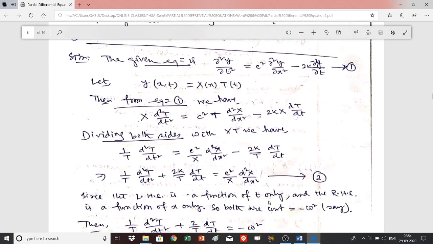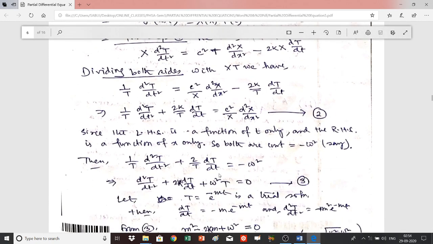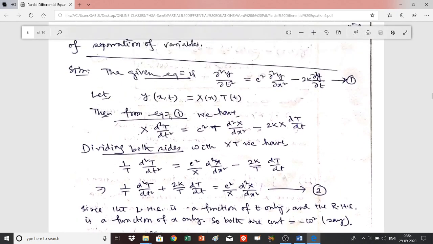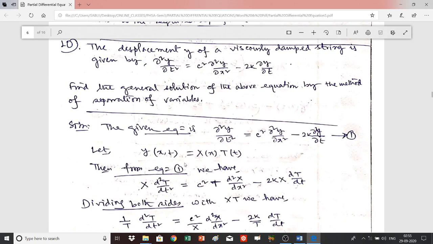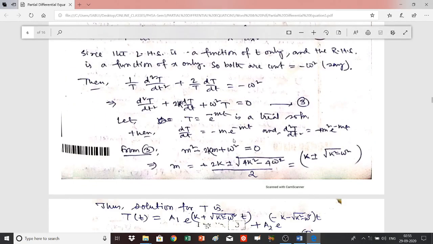And from here you can take this term to the left hand side. From this expression you can see that the left hand side is a function of only t, that is, it is independent of x, and the right hand side is a function of x only, that is, it is independent of t. So both of them are constants, and say this constant is equal to minus omega square. Therefore this expression is now decomposed into two ordinary differential equations.